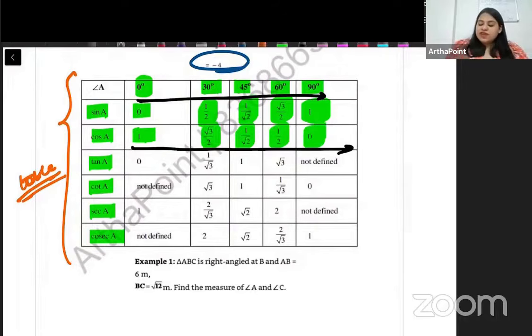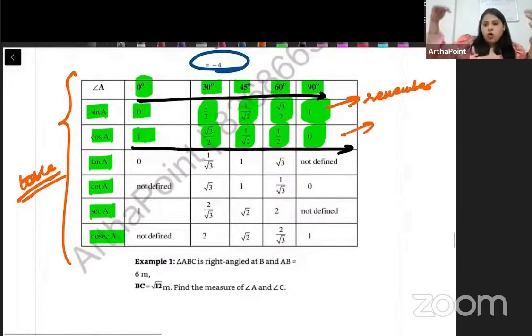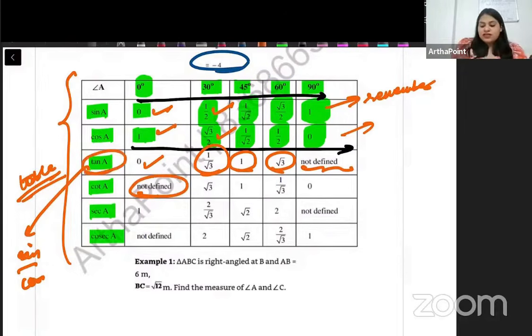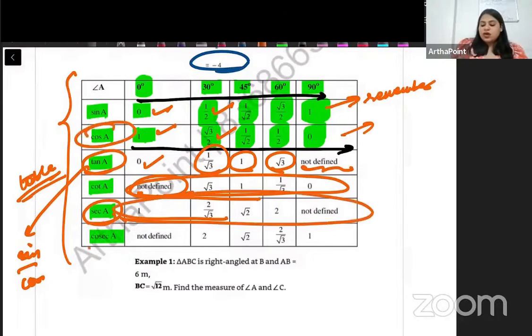Beta, you only need to remember this. Just remember sin theta, everything else will follow by itself. So cos theta will go in the opposite direction as sin theta. Tan theta will be sin by cos. So 0 by 1 is 0. 1 by 2 divided by root 3 by 2 is 1 by root 3. Then 1, root 3, and not defined. Cot theta will be the reciprocal of tan theta. Sec theta will be the reciprocal of cos theta. And cosec theta will be the reciprocal of sin theta.